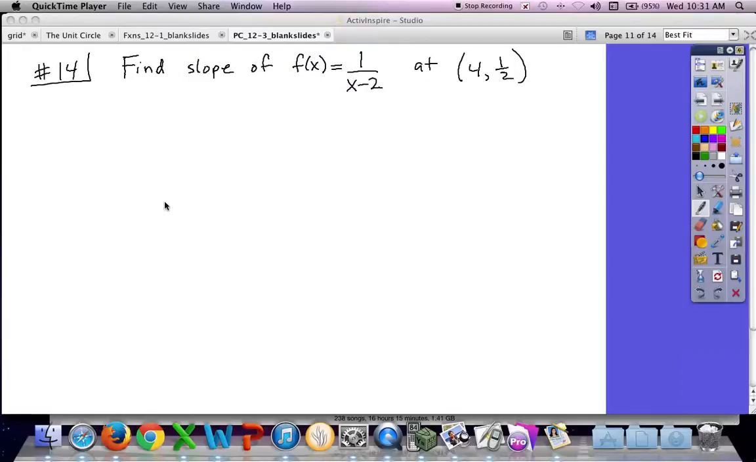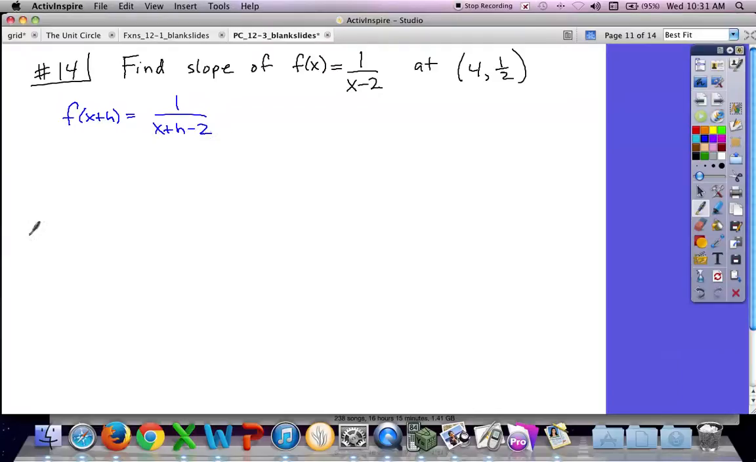Okay. So find the slope of the graph f of x equals 1 over x minus 2 at the point (4, 1/2). So first we have to find f of x plus h, which is 1 over x plus h minus 2.